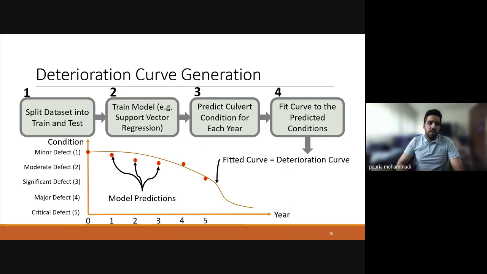After selecting the algorithm, we generated the deterioration curves. Here is the framework for generating the deterioration curves. First, we have to split our data into train and test. Then we train a model such as support vector regression on the training set and find the relation between the culvert condition and culvert parameters. Now the model is trained, and we can use it to predict culvert condition over years and fit a curve to the predicted condition to generate the deterioration curves, as shown in the figure.